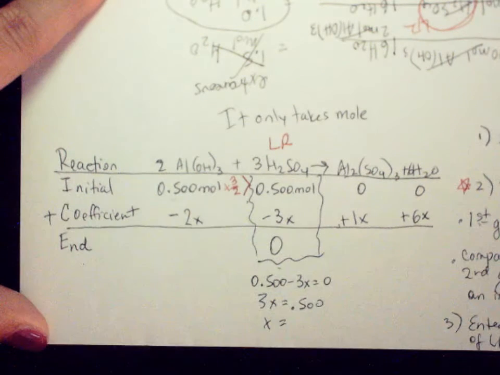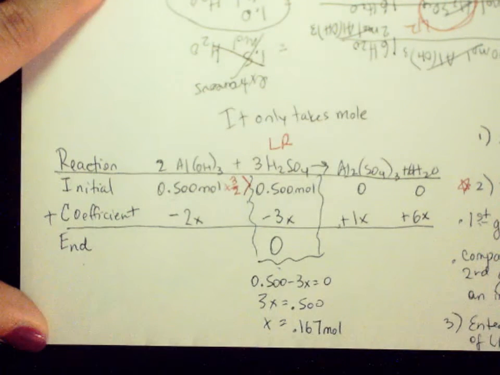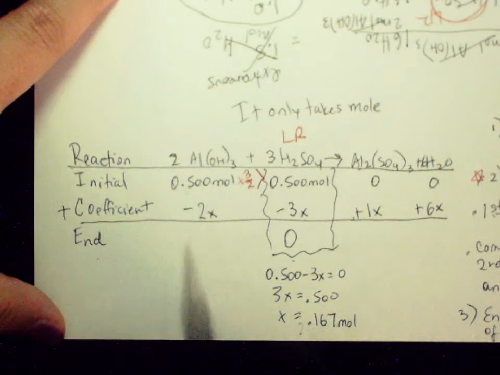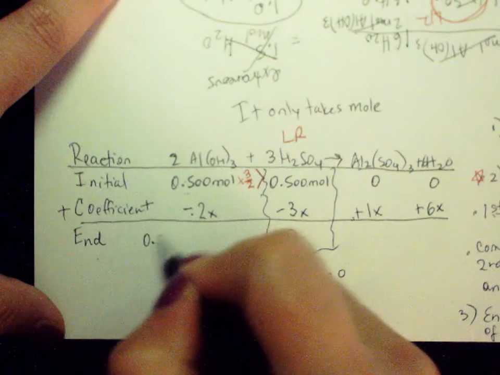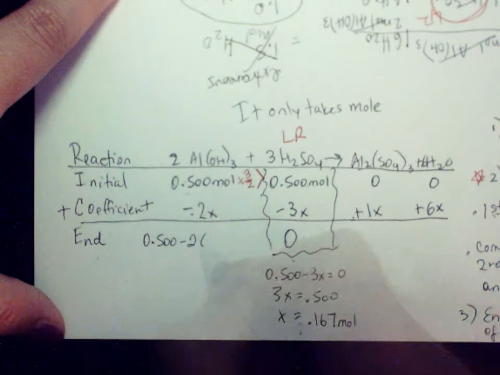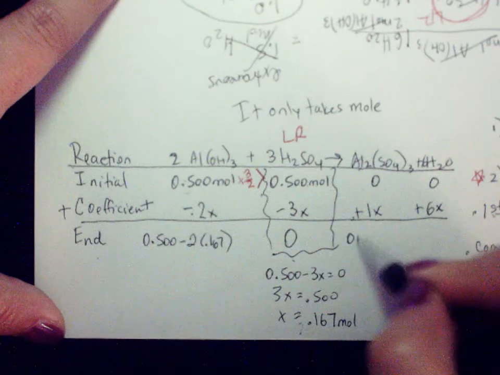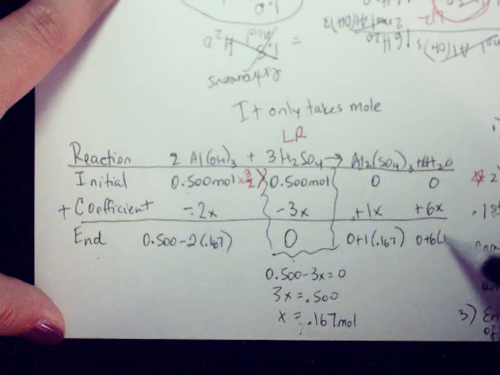What's x? Is it 0.167? Yeah. x is 0.167. And that's in moles, so it's 0.167 moles. And now that I know what x is, I can substitute it here, here, and there, and add. All right, so the E line here would be 0.500 minus 2 times 0.167. Here it would be 0 plus 1 times 0.167. And here it would be 0 plus 6 times 0.167.